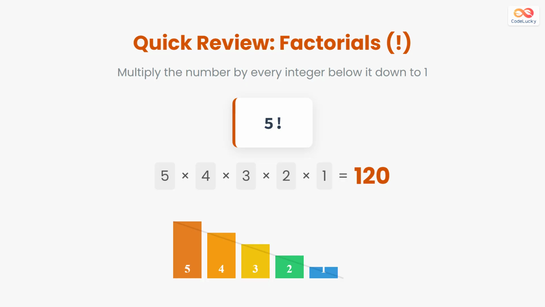Before we calculate, let's quickly review what a factorial is. A factorial, denoted by an exclamation mark, means you multiply that number by every integer below it, all the way down to 1. For example, 5 factorial is 5 times 4 times 3 times 2 times 1, which equals 120.